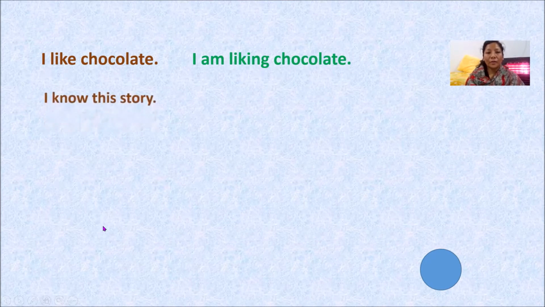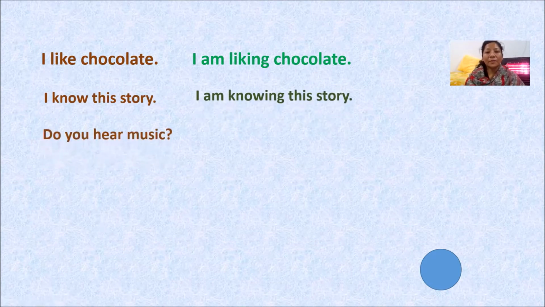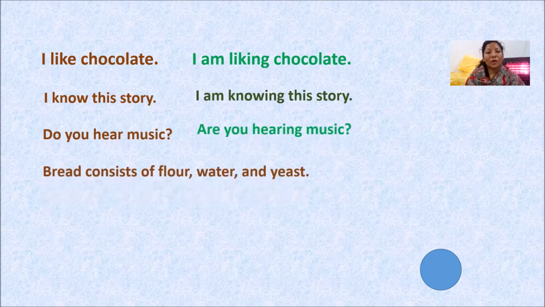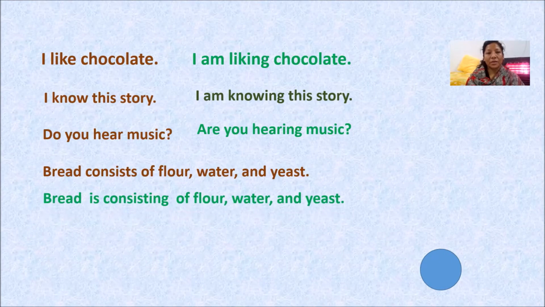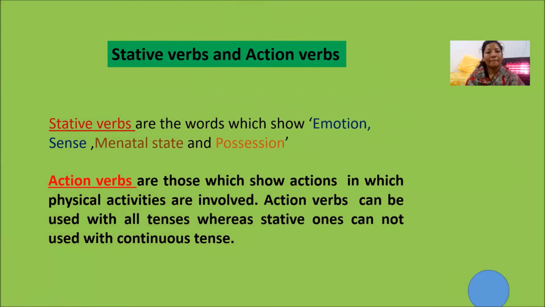This is a stative verb, so I like chocolate. I know this story, not I'm knowing this story. Okay. Do you hear music? Not are you hearing music? Bread consists of flour, water, and yeast. Not bread is consisting of flour, water, and yeast. Here, like, know, hear and consist are stative verbs, so we don't use them in continuous form. Okay. Now, what are stative verbs?